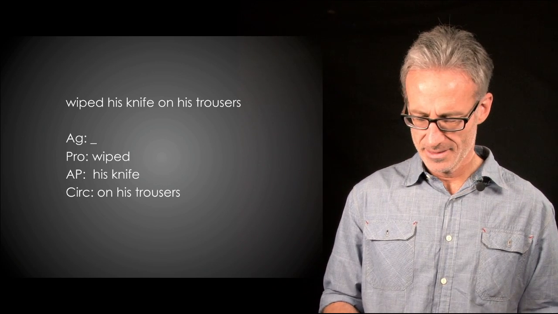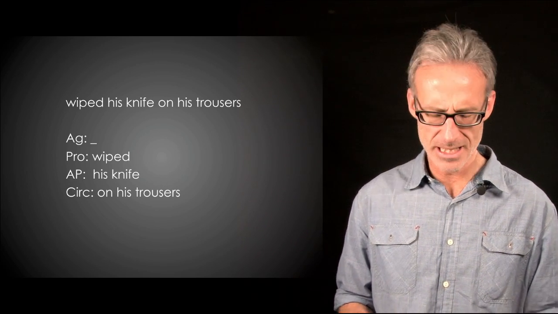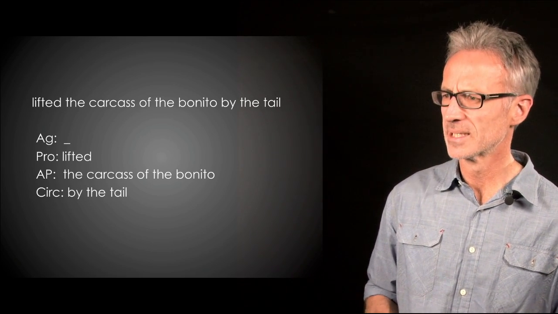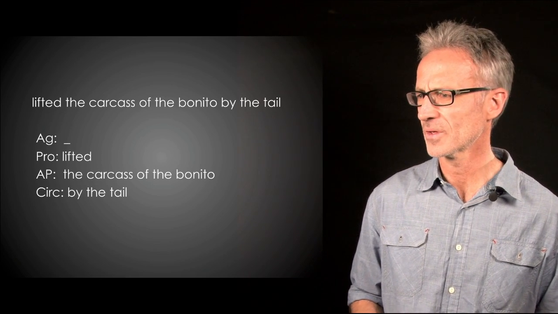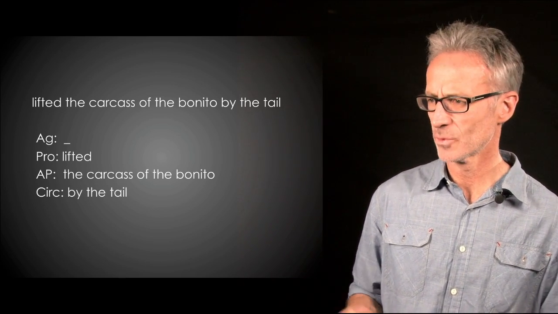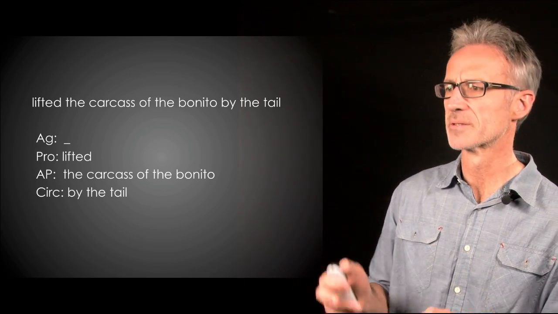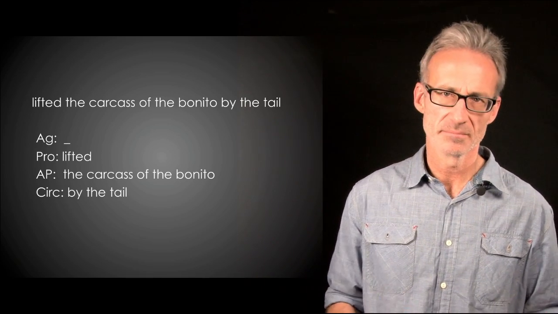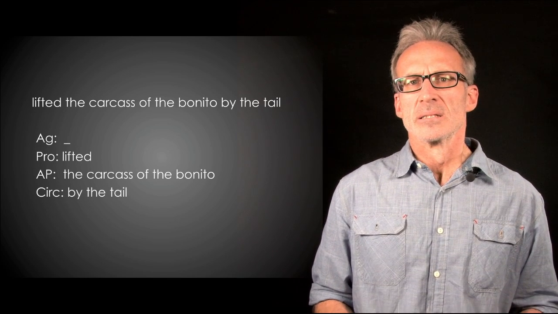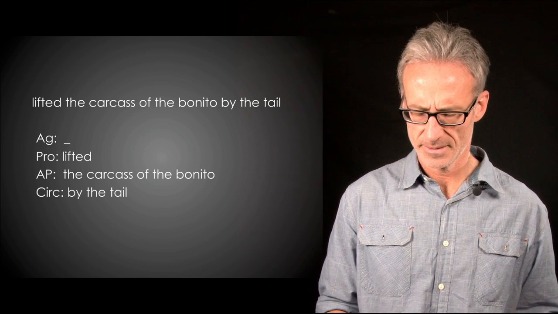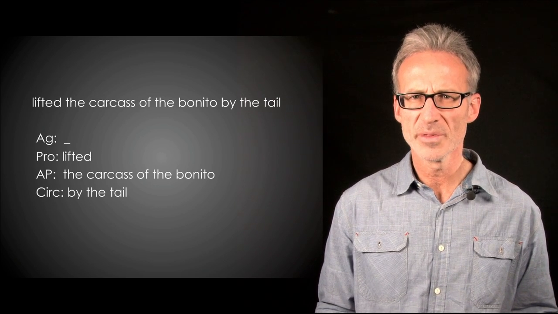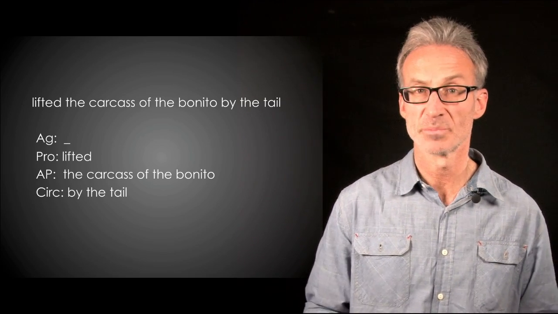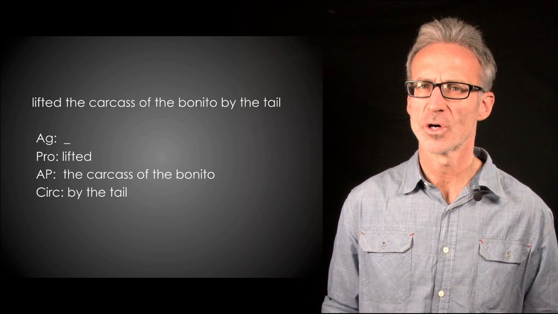Now, let me work out where we are here. Okay, I think the next one is very similar in that what we have is an implied agent, okay? So we know it's he, but leave it the way I've got there, an underscore or in square brackets. Lifted, what did he lift? The carcass of the bonito. Circumstance, by the tail, okay? So one thing you might notice here is that nearly all of the processes here are material processes, okay? Cut, had cut, spread, wiped, lifted, dropped.